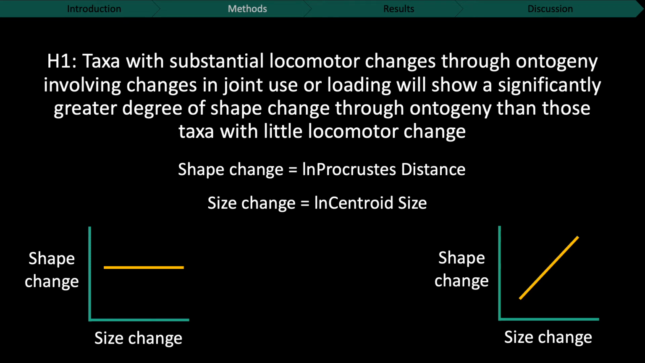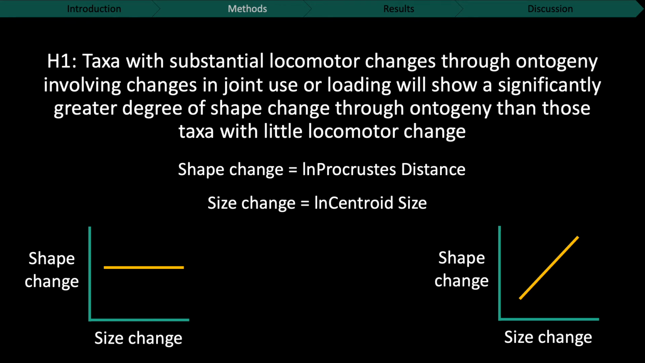To test change, we're plotting size change and shape change and performing linear regressions in each bone. If there's no change in shape through ontogeny, the slope will be 0, like on the left. If there's a significant degree of shape change, the slope will be different from 0, like on the right.